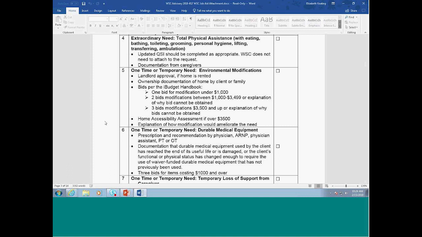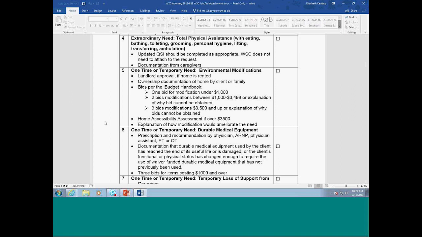If you cannot obtain bids, you just need to document in your case notes or in your support plan that you attempted several other agencies and nobody was willing to provide a bid, or that no other agencies are available in the area where their consumer lives, or something like that. We just need to see that documentation. And then we would need to see the explanation of how the modification would ameliorate the need. And if you're asking for a request over $3,500, we have to have a home accessibility assessment.